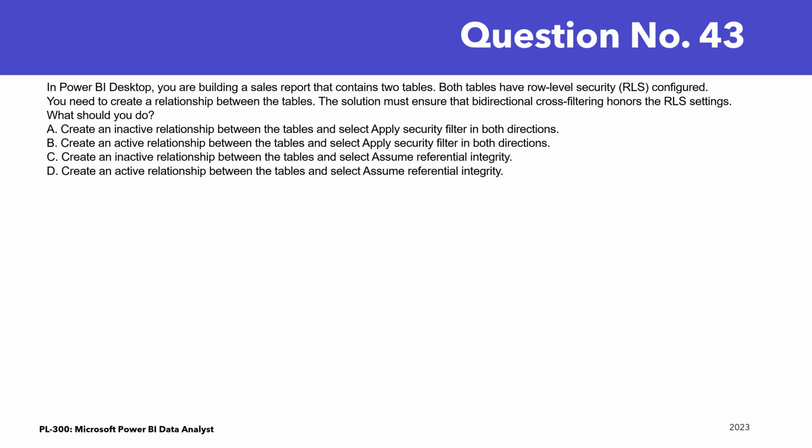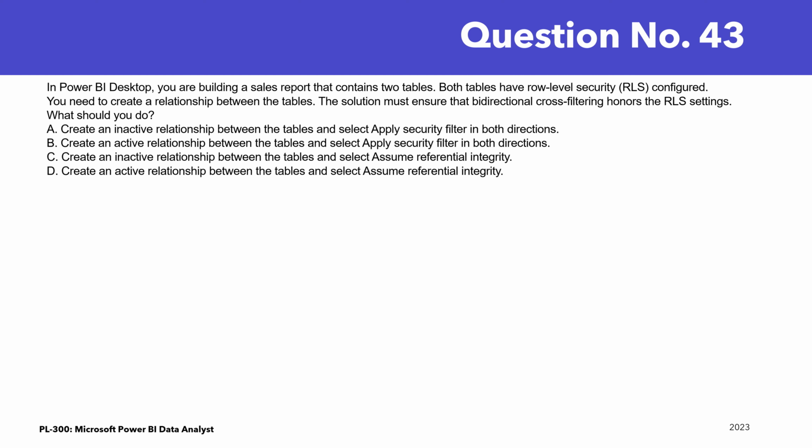In Power BI Desktop, you are building a sales report that contains 2 tables. Both tables have row-level security, RLS, configured. You need to create a relationship between the tables. The solution must ensure that bidirectional cross-filtering honors the RLS settings. What should you do? A. Create an inactive relationship between the tables and select Apply Security Filter in both directions. B. Create an active relationship between the tables and select Apply Security Filter in both directions.